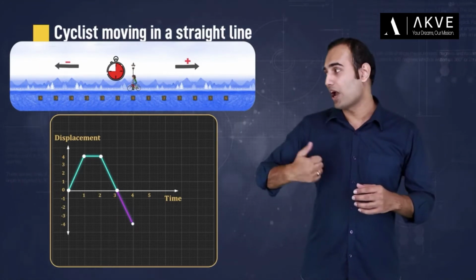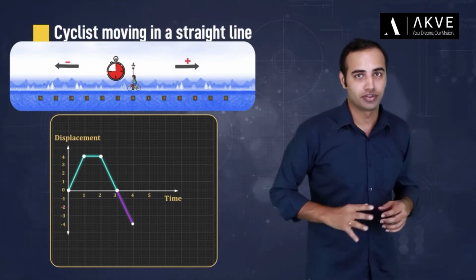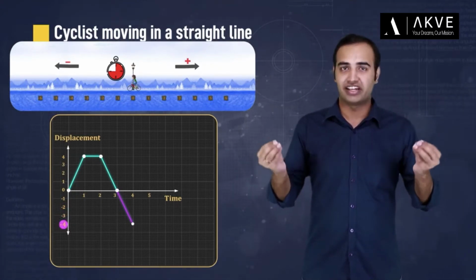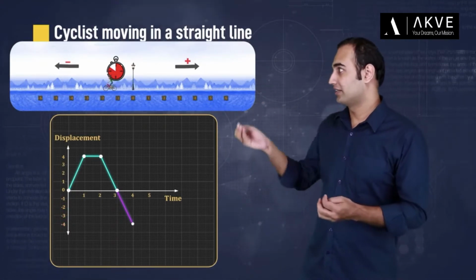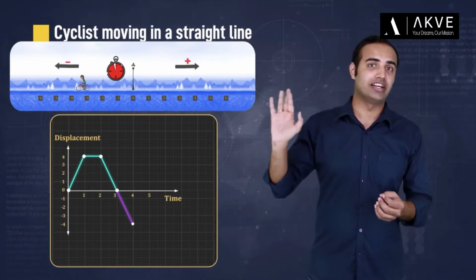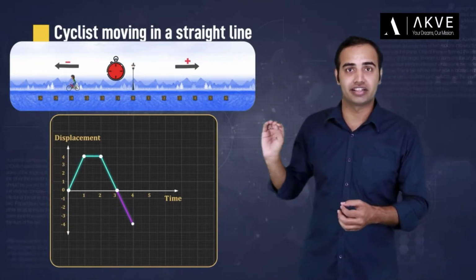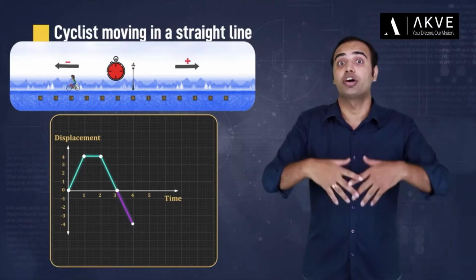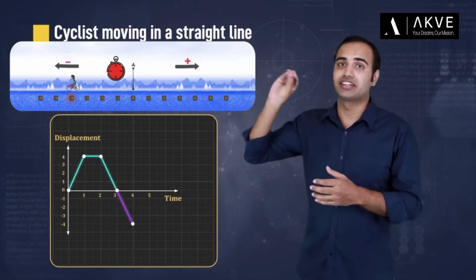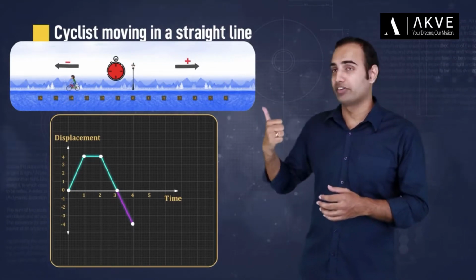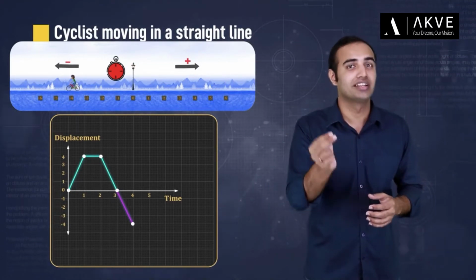So how do you interpret this? Well, again, it's easy. We say that the cyclist continues moving in the left direction for the last 1 second. And finally, at the 4th second, the cyclist covers a displacement of 4 meters towards the left direction. Because according to our own sign convention, negative essentially represents the left direction. So guys, this is how we can interpret the motion of any object by just observing their displacement time graphs.